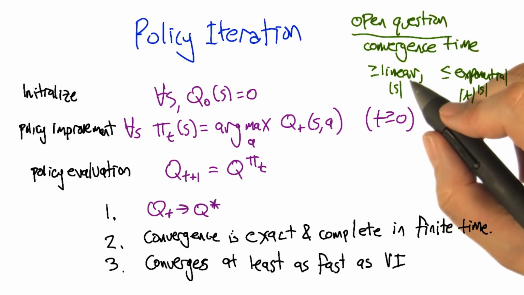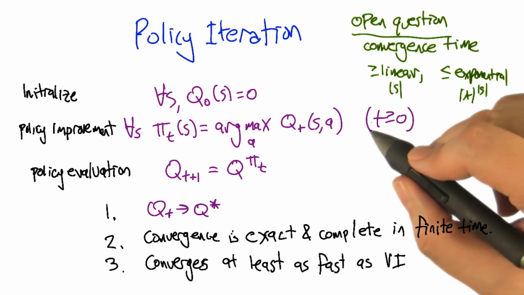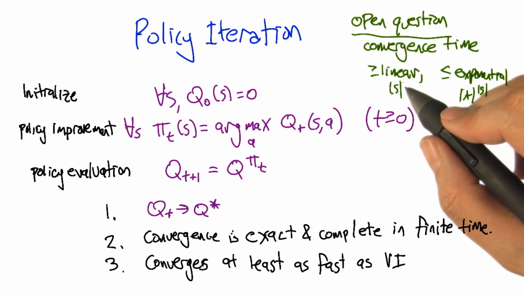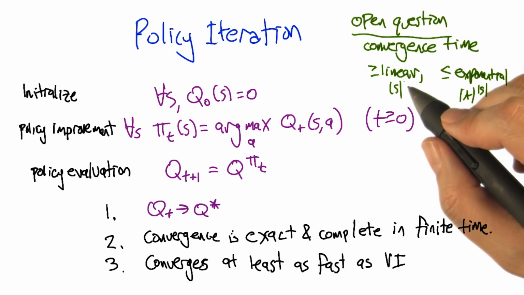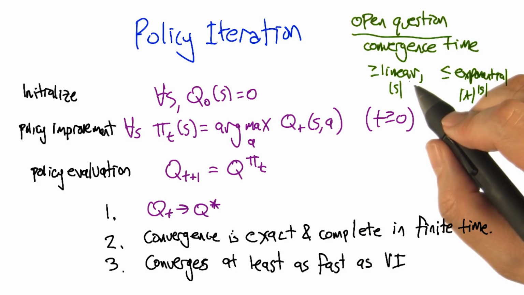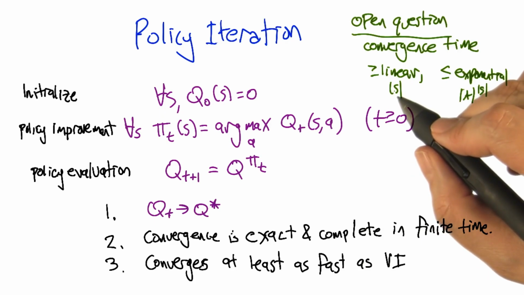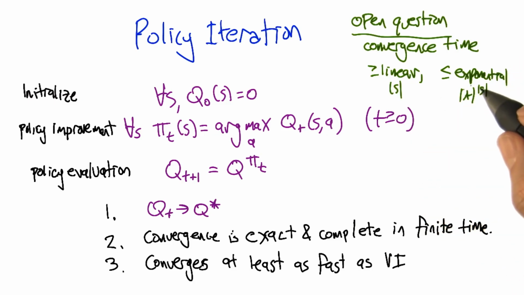We know that there are some MDPs such that the number of iterations that policy iteration takes is linear, at least as large as the number of states in the MDP. Though I don't think anybody's actually shown like 2 times the number of states. All we know is something really basic, which is that it takes at least the number of states iterations in the worst case. And we know it can't be any worse than the number of actions raised to the number of states, an exponential. But where it sits in between, we don't really know.